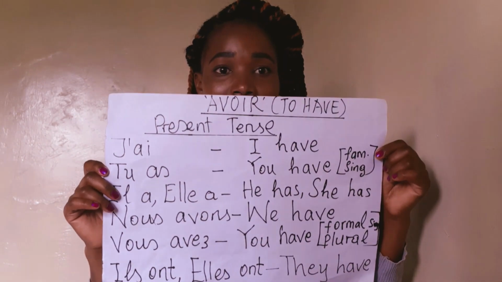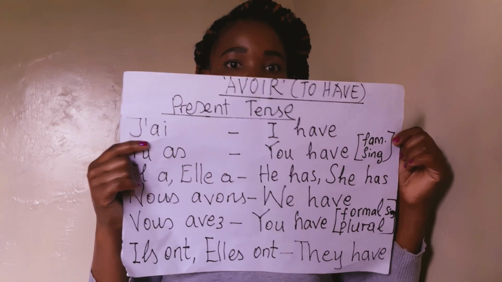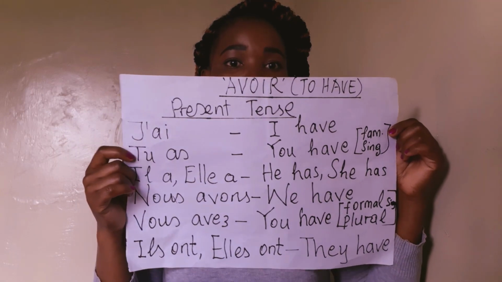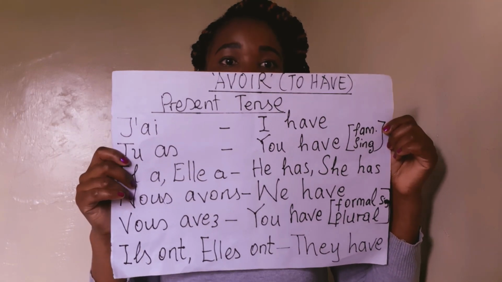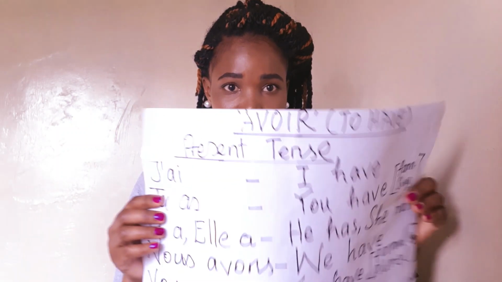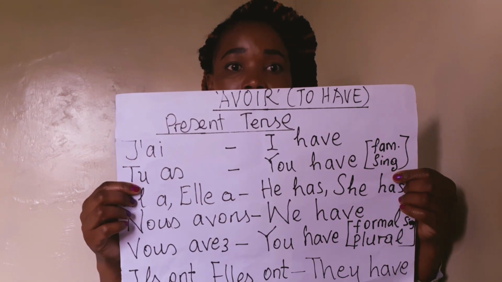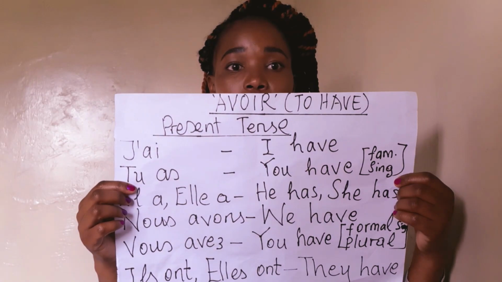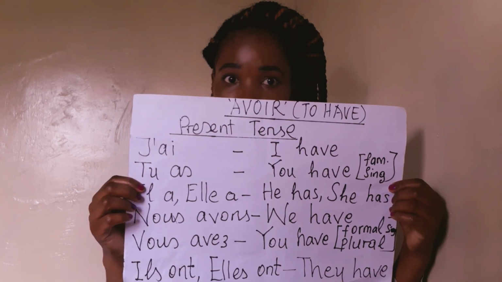So to say I have, you are going to say j'ai. J'ai is I have. Tu as, this is as. Tu as is to say you have. That is in a familiar situation. Like Charles had taught us, we remember that he mentioned that there is tu that you use with a familiar situation, maybe with someone you know, a very good friend, and there is also vous that is used in a formal setting. So this is the tu. Tu as is you have for a familiar setting, singular, okay?